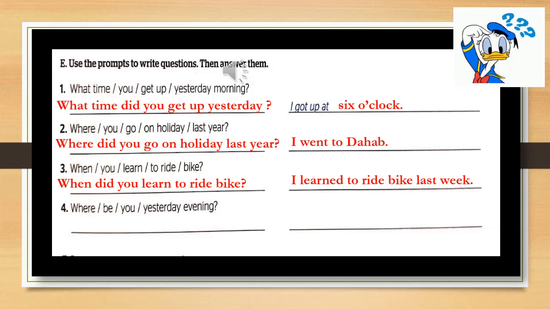Number 4. Where were you yesterday evening? I told you before that verb to be, it's am or is or are, and the past was or were. So the answer will be, where were you yesterday evening? This is the question. The answer is, I was at the cafe yesterday evening.